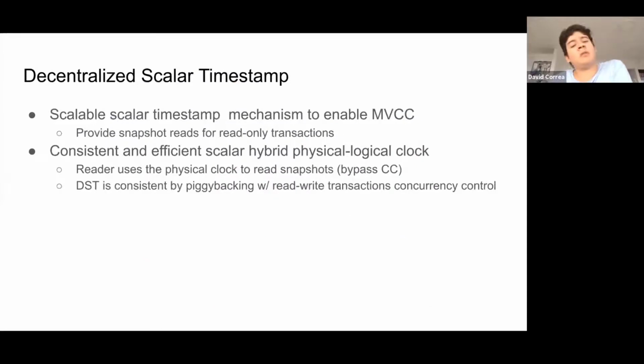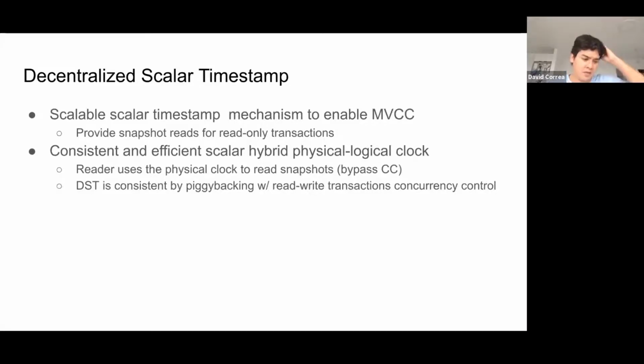So what they propose in the paper is a decentralized scalar timestamp. It's a scalable scalar timestamp mechanism to enable MVCC, and provides snapshot reads for read-only transactions, and it's a consistent and efficient scalar hybrid physical clock. Readers use the physical clock to read snapshots. It bypasses the concurrency controls, and the timestamp is consistent by piggybacking on the read-write transactions' concurrency control.